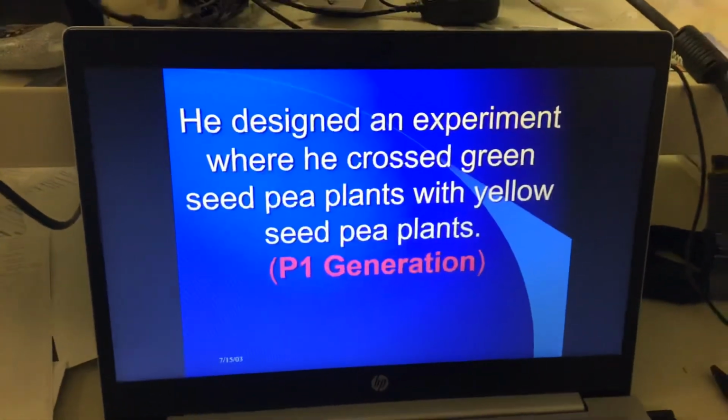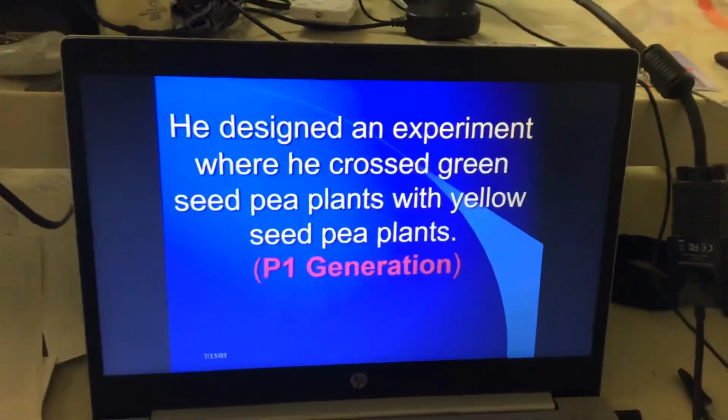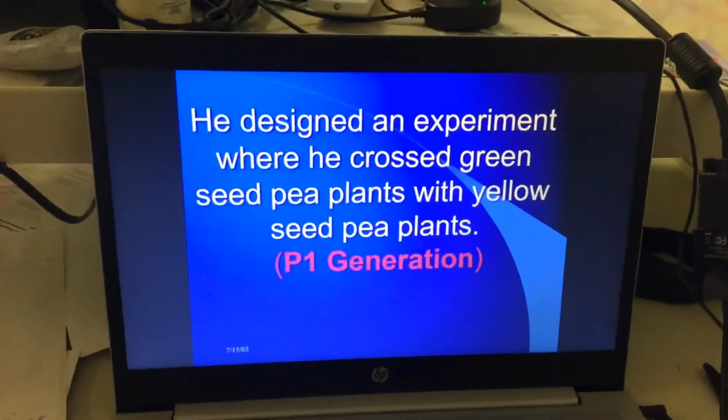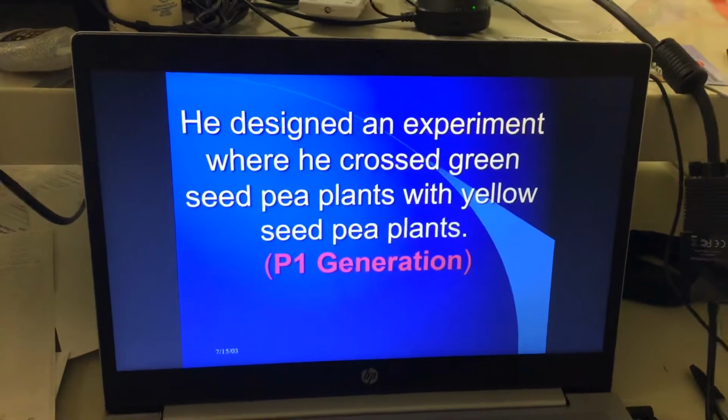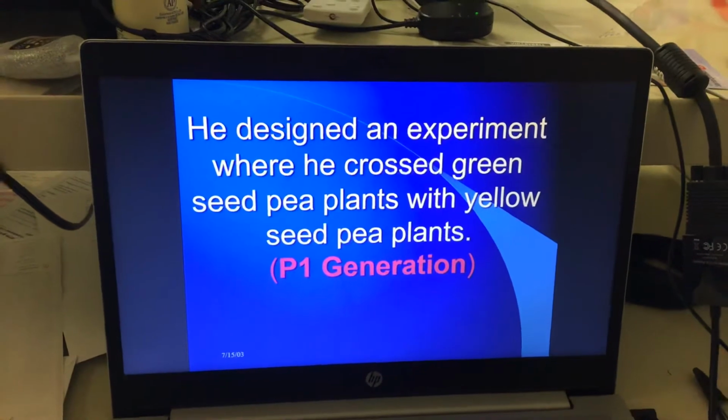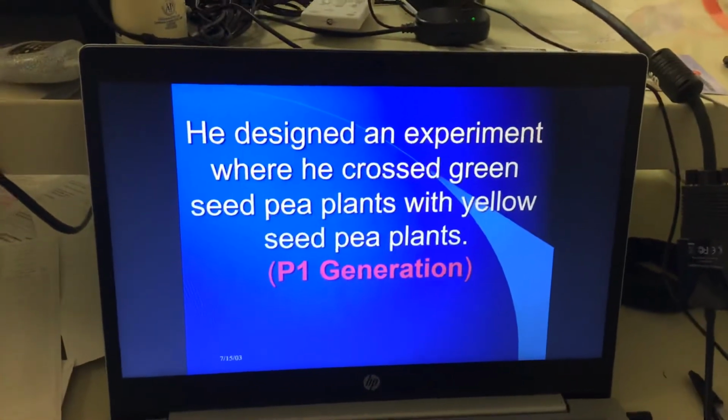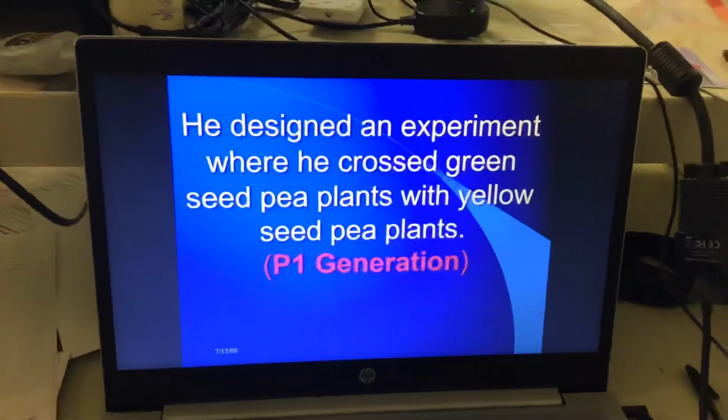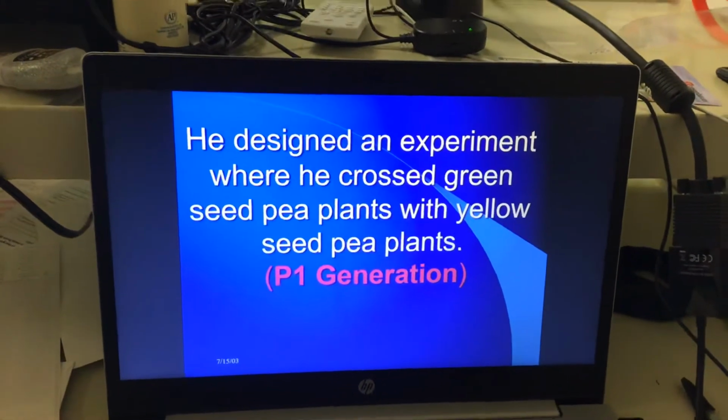Now with plants, that means he pollinated them. He took the pollen off of one plant and put it on the other, from the stamen to the pistil. So basically, he took sperm and took it to the egg.